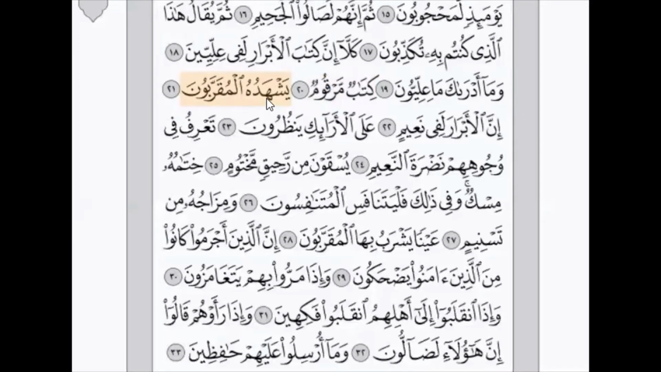يشهده المقربون. Here you have lam qamariya, idhar qamari is the ruling, you make it clear. Qaf has a fatha, it is heavy on the 2nd scale. Ra has a fatha, it is heavy. Waw here is a mad arid lissukun extended for 2 or 4 or 6 counts.